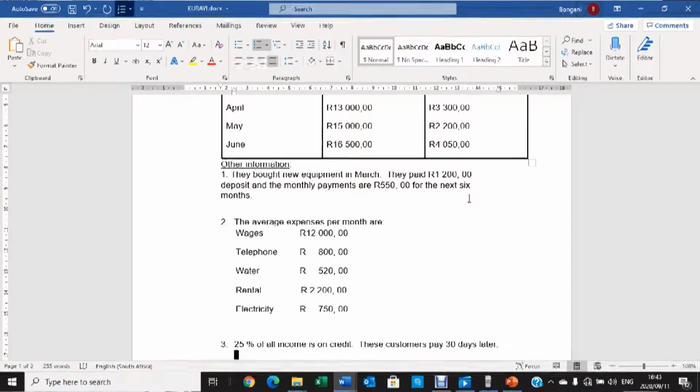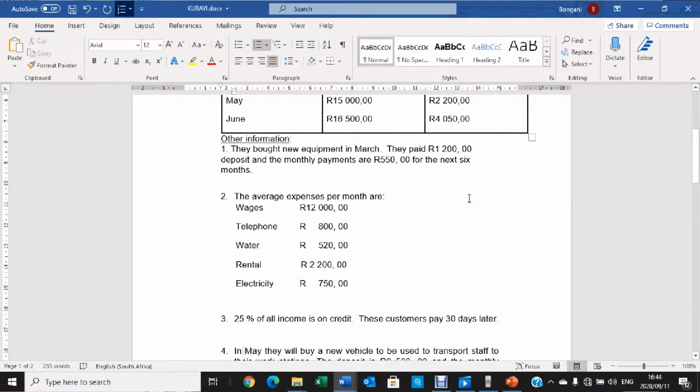Information number 3 says 25% of all income is on credit. These customers pay after 30 days, meaning that once they sold goods in April, debtors are going to pay 25% in May after 30 days.